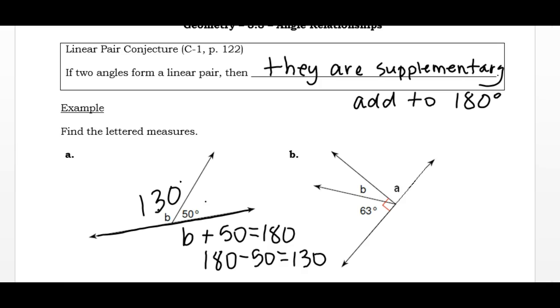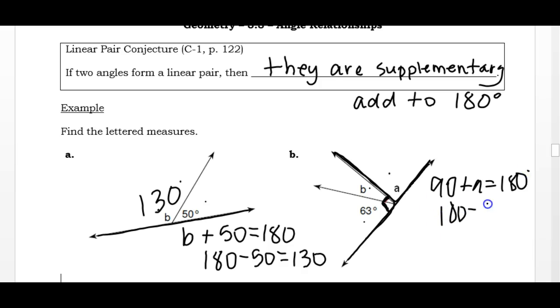On my second picture, I have some linear angles, but there's actually three angles on that line. Right now, I'm going to use this angle and this angle. They should add up to 180. I know that this square means 90, so 90 plus A is 180. 180 minus 90 will give me A, which is 90.